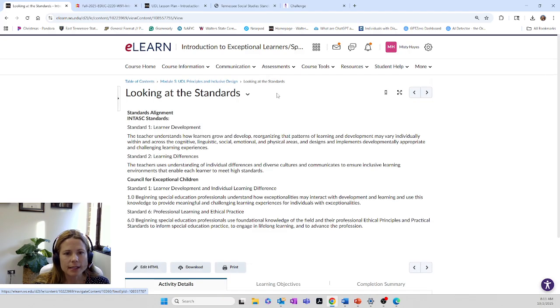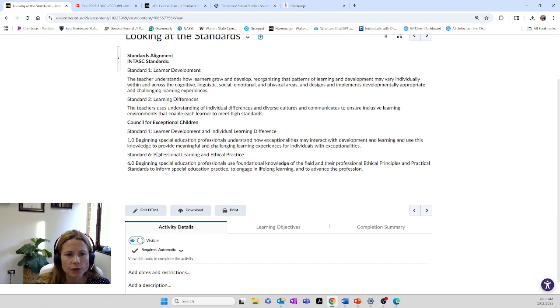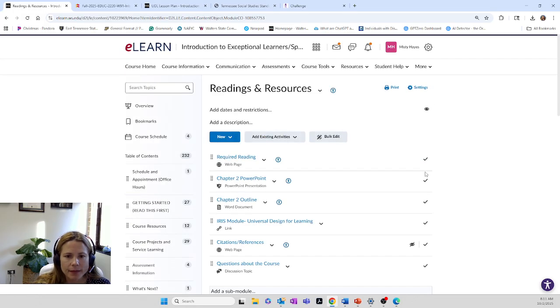And again, you're going to see that you have the standards here for both InTASC, which are the teacher preparation standards because you're preparing to be a teacher. So we're going to be looking at learner development and learning differences. And then under the Council for Exceptional Children, again, individual learning differences and learner development. But then we're also going to be looking at professional learning and ethical practice. So those are the standards under the Council for Exceptional Children, or CEC.